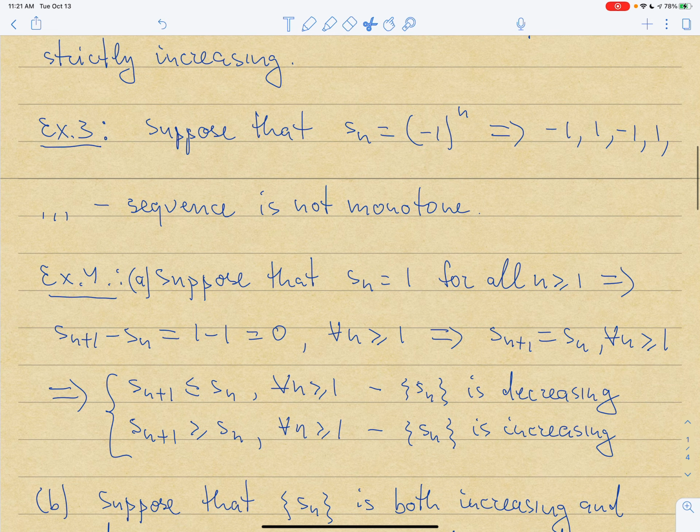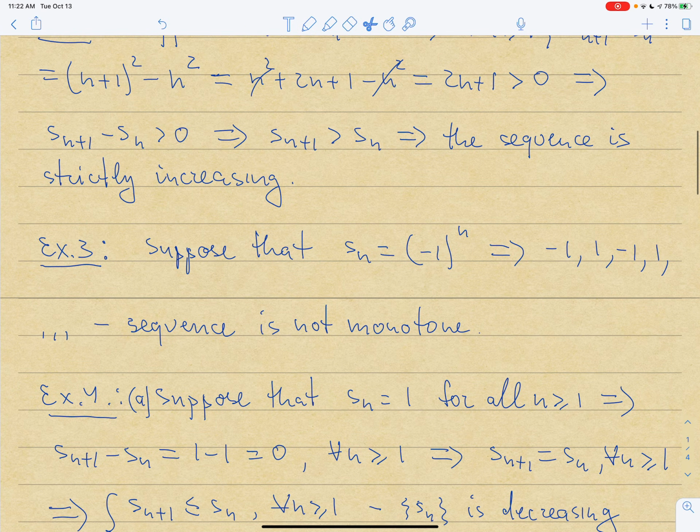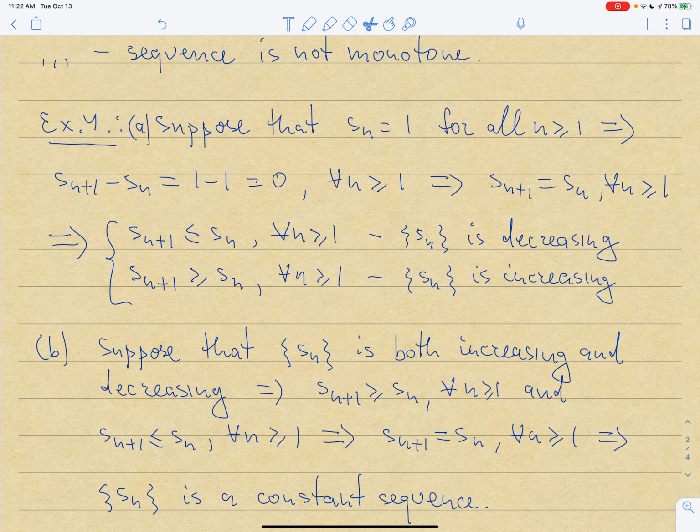In the third example, the sequence is not monotone: minus 1, 1, minus 1, 1. So the sequence is oscillating between minus 1 and 1. So in this case, I'm not going to expect that it will have any limit. So not a monotone sequence, might not have a limit in this case. The last example 4, actually, wasn't there another example here? Okay, so not the last example. In example 4, I have a constant sequence. Again, it's monotone increasing, monotone decreasing. And it's bounded both from above and from below by 1, for instance. And the sequence does have a limit again.